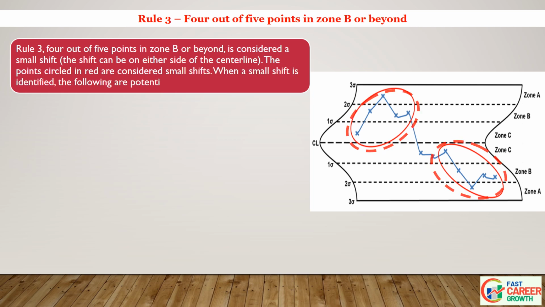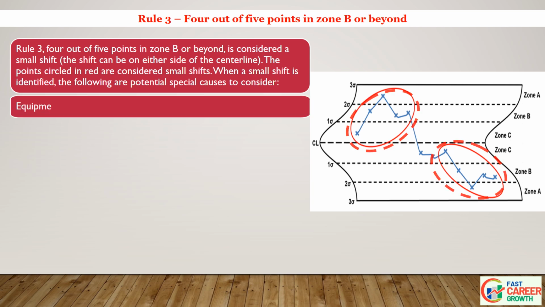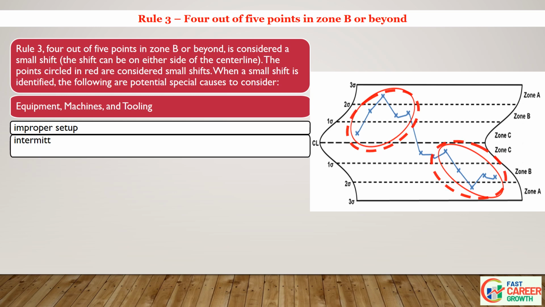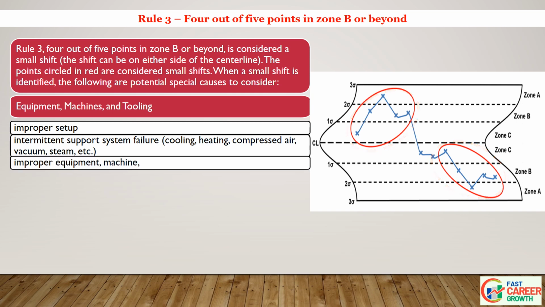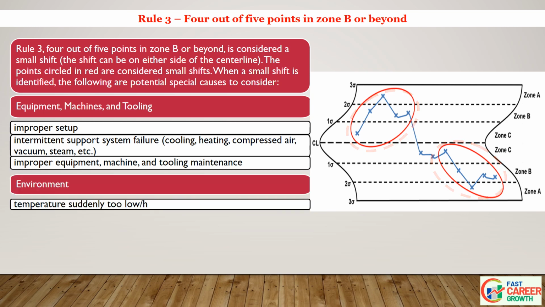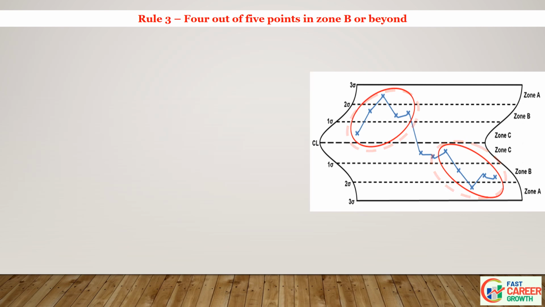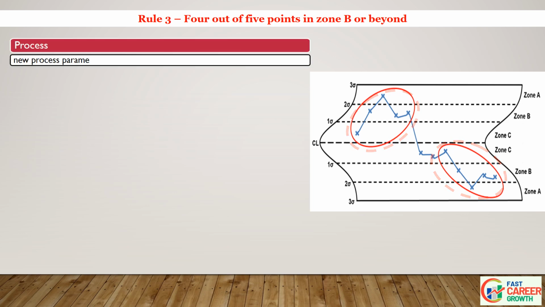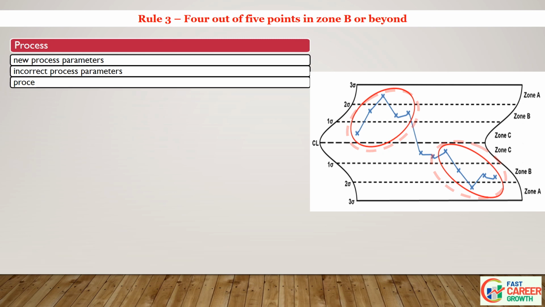When a small shift is identified, the following are potential special causes to consider: equipment, machines, and tooling; improper setup, intermittent support system failure, cooling, heating, compressed air, vacuum, steam, etc., improper equipment, machine, and tooling maintenance. Environment, temperature suddenly too low or high, humidity suddenly too low or high. Process, new process parameters. Incorrect process parameters. Process has improved. Process has degraded.